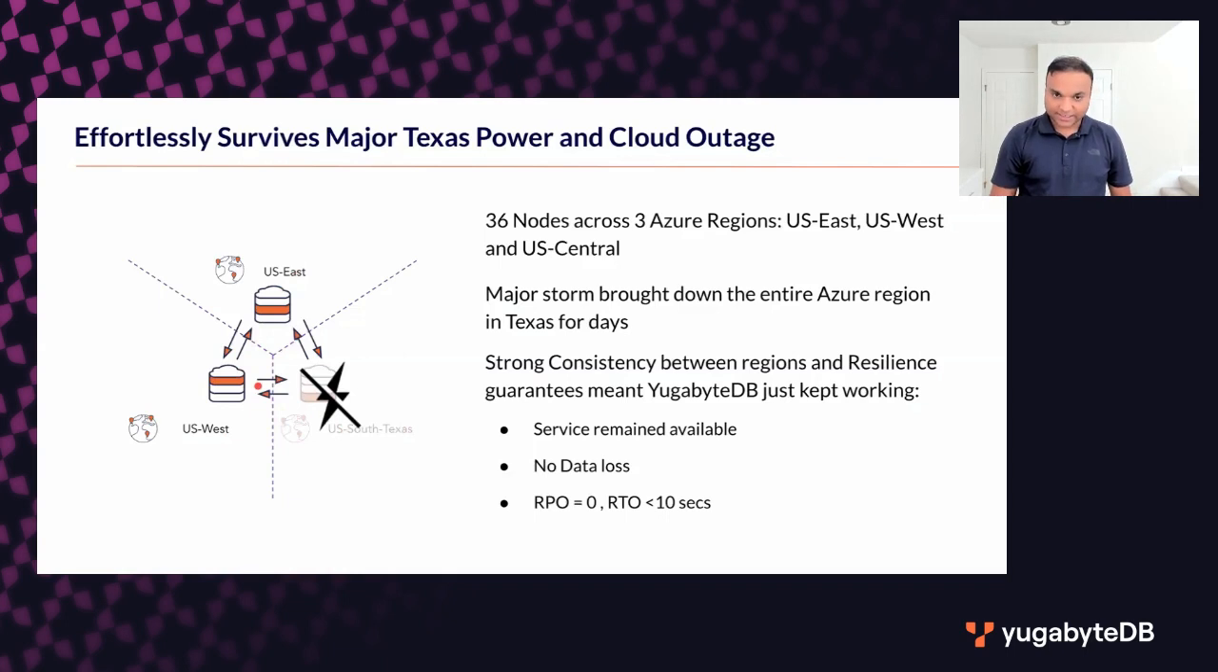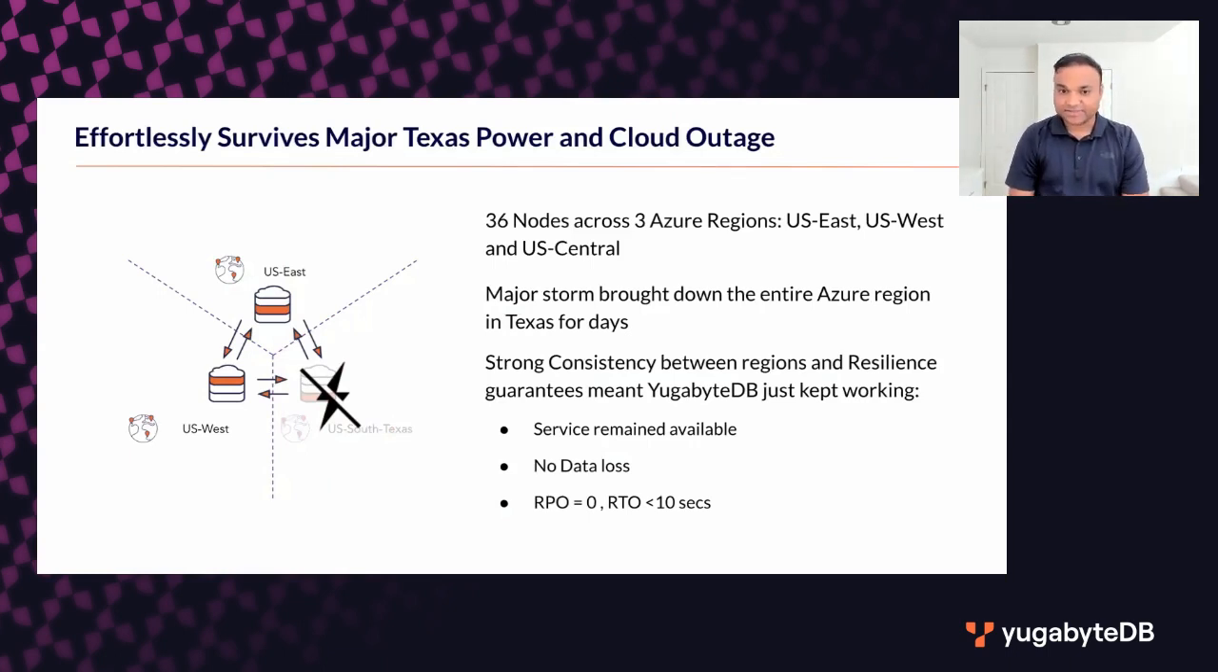So RPO is 0, but the time it takes for us to rebalance the connections that were established in Texas and reconnect them in US East and US West is less than 10 seconds. And when I say less than 10 seconds, it depends on that customer's infrastructure, their load balancer configurations and things like that. But net, it takes us 3 seconds to reestablish the leaders of the shards that are basically lost in Texas in this case. And then the rest of the time is basically to take care of reestablishing the connections and things like that.